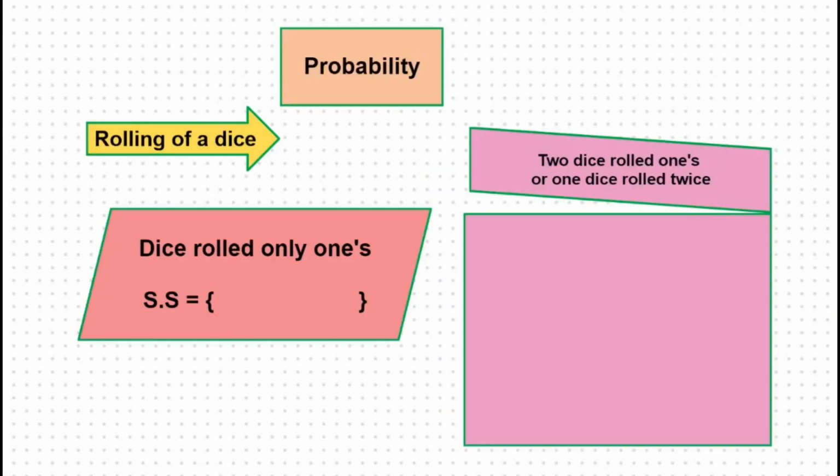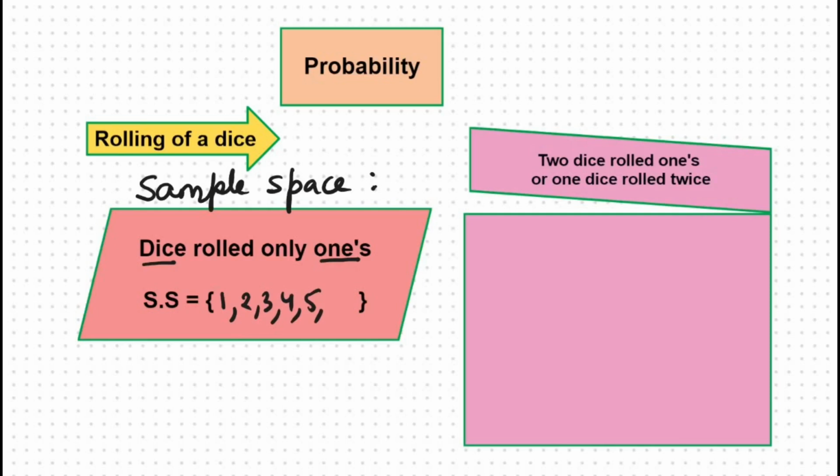In case of a rolling of a dice, let us write the sample space. If a single dice is rolled once, then the elements of sample space will be 1, 2, 3, 4, 5, 6, one of them. So one single dice rolled once will have 6 total number of outcomes. Now let's see if 2 dice is rolled once. 2 dice rolled once is the same as a single die rolled twice.